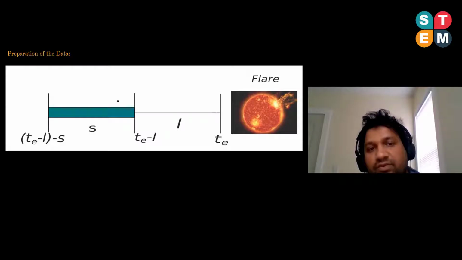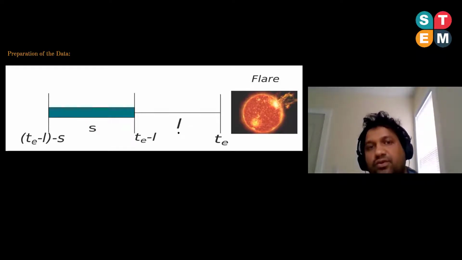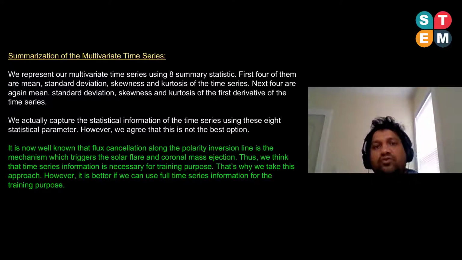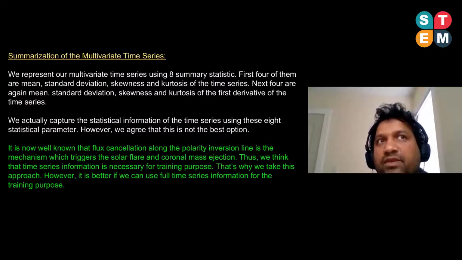So what we did, we use a time span, and during this time span, we calculate the evolution of all magnetic parameters. Based on this evolution, we train the computer to predict the flare 24 hours or 48 hours later. So now we have all the time evolution data of the magnetic parameters, but we have to find a way to train the computer, because for computer training we have to give it some summary statistics.